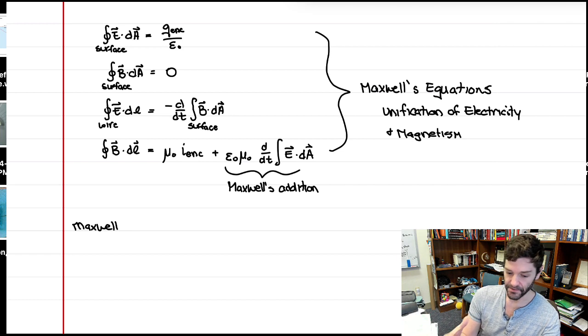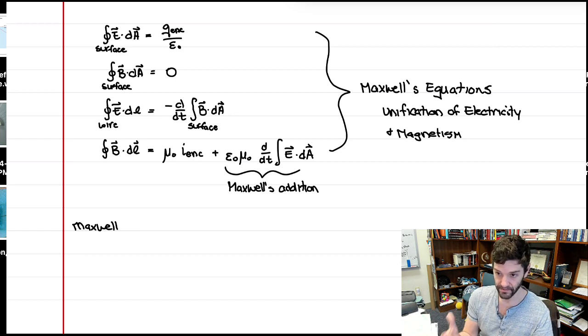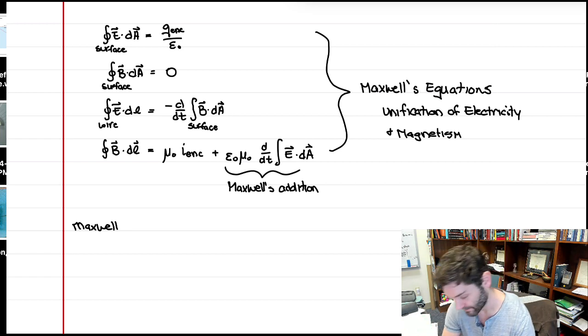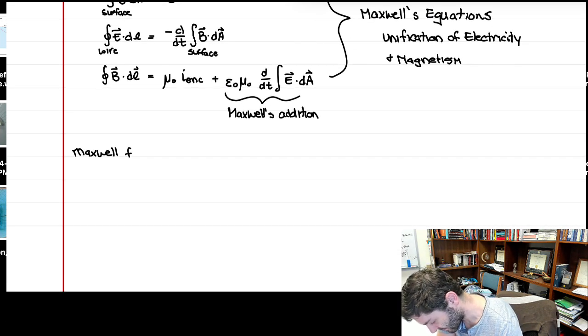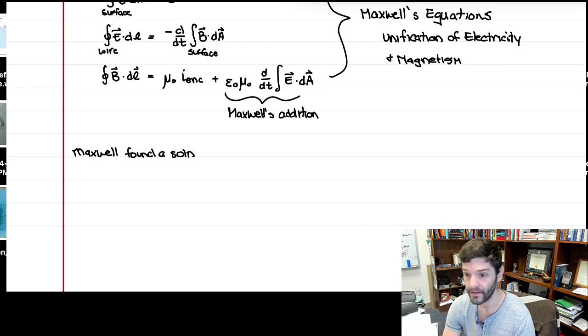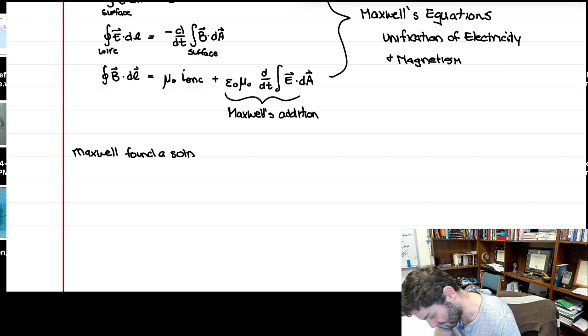Like solving a differential equation, you're trying to find a solution to the equation. Here we have 4 equations, so when we're trying to find a solution, it must be a solution that satisfies all 4 of these equations simultaneously. What Maxwell was able to do is find a particular solution that gave a wave-like nature to the electric and magnetic field. So he found a solution that behaved like a wave.